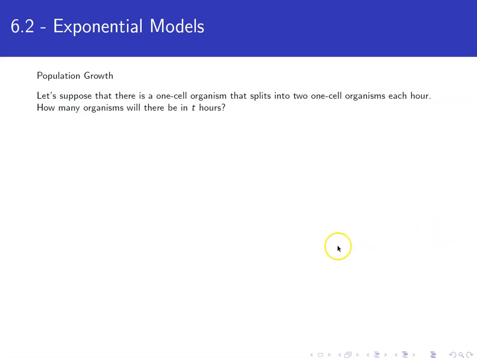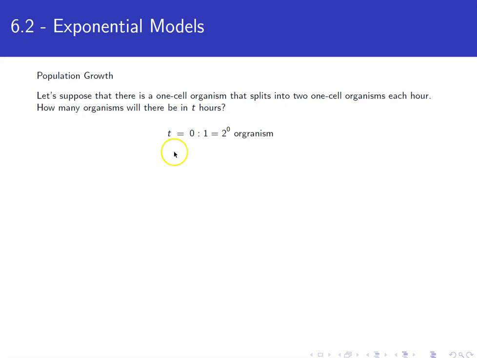In this video, we're going to introduce exponential models. So let's start with population growth, and this will actually serve as our model throughout. Let's suppose there's a one-cell organism that splits into two one-cell organisms in an hour. How many organisms will there be in t hours?